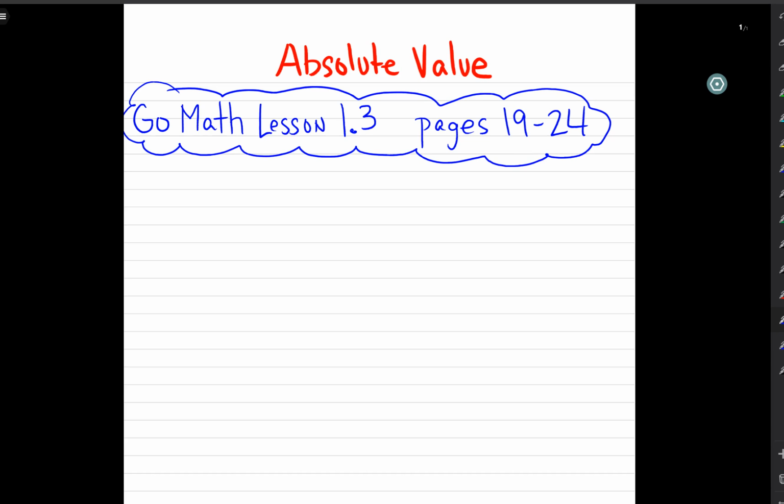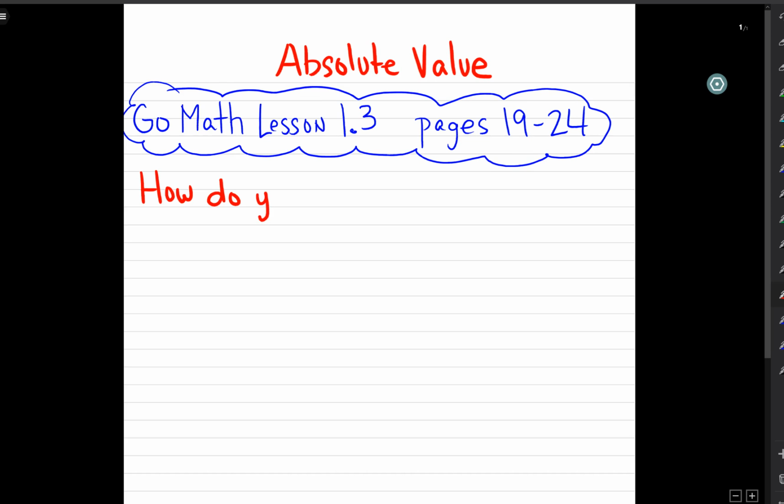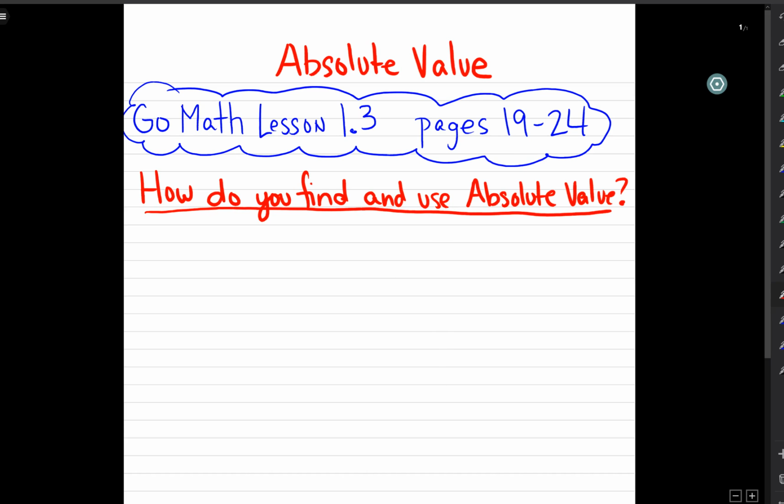So my question to you, and I want you to think about as you're doing this, our essential question is, how do you find and use absolute value? So how do you find and use absolute value? And we're going to talk about this today. And it's a pretty simple concept. It's not that difficult. The first thing I want to do is my vocabulary.